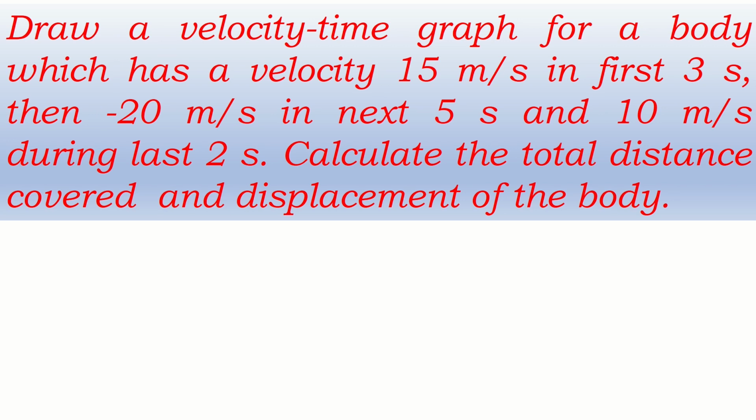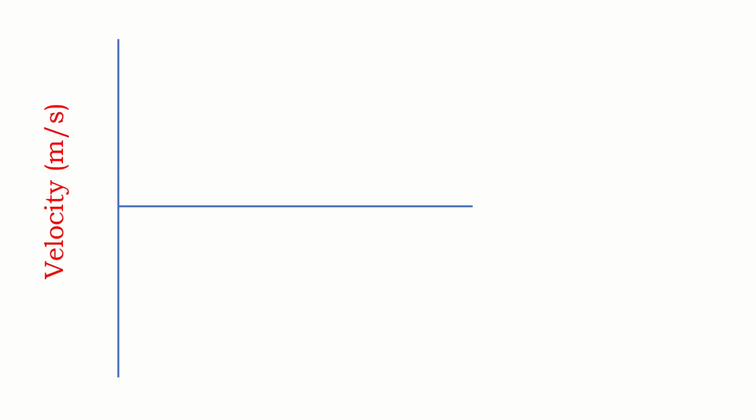We have to represent the motion of this body graphically by a velocity time graph, and we have to calculate the total distance covered by the body and its displacement with the help of that graph. Okay, look at this: this is the x-axis and this is the y-axis. Velocity on the y-axis is taken in meter per second, and time on the x-axis is taken in seconds. We have to divide the y-axis and x-axis into equal parts.